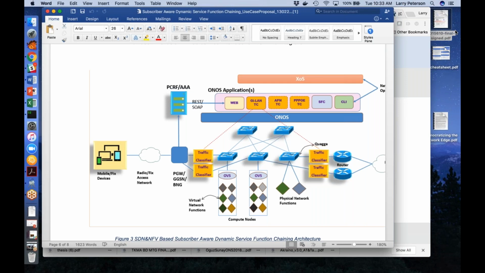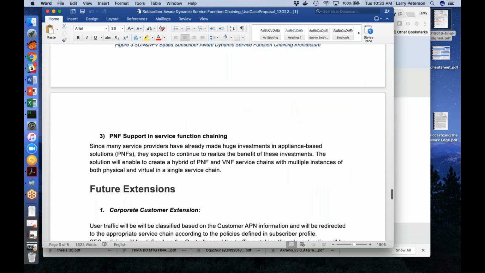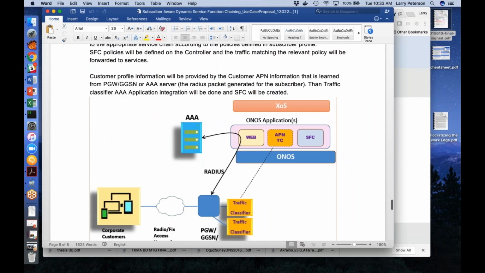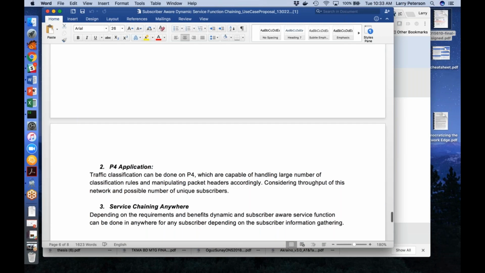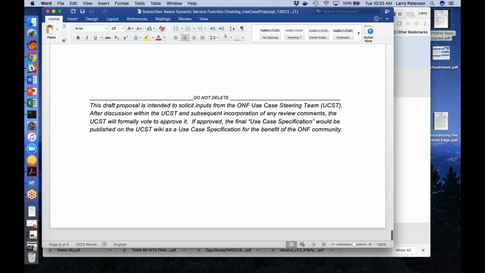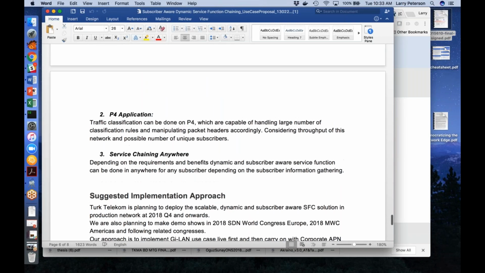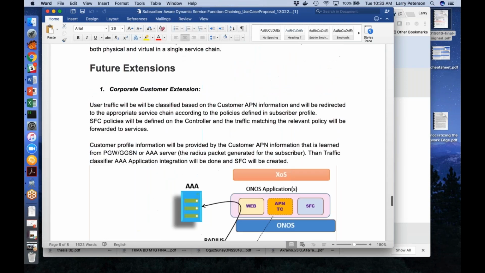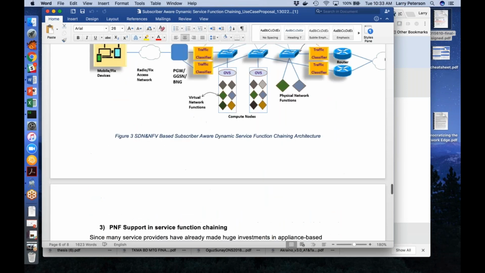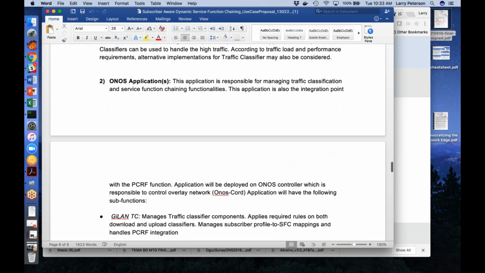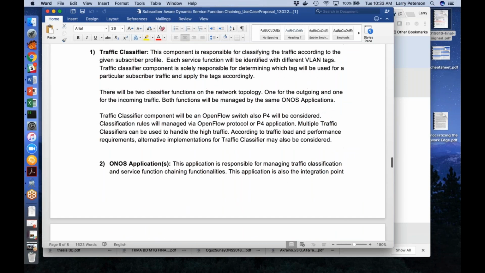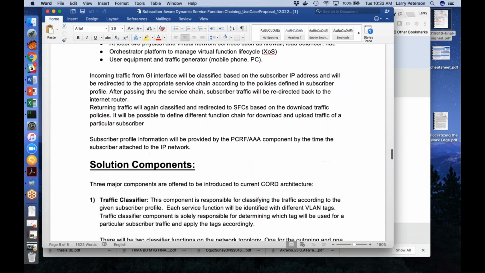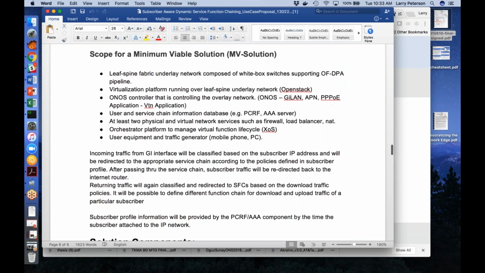All right. So there's one more thing. If you look under scope for a minimum viable solution, roll down here. They called out it will be possible to define different function chains for download and upload traffic of a particular subscriber. I'm struggling to find where this is in the document. Can you? There it is. I found it.